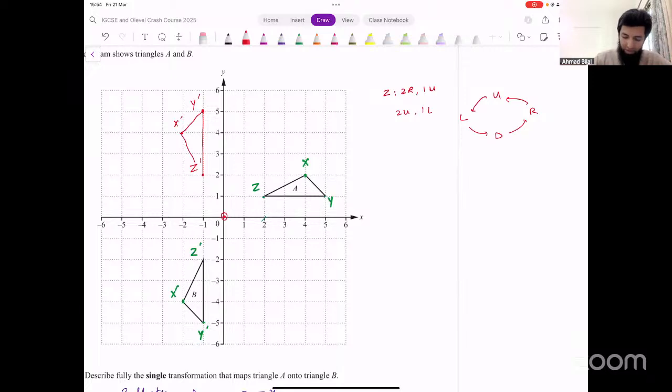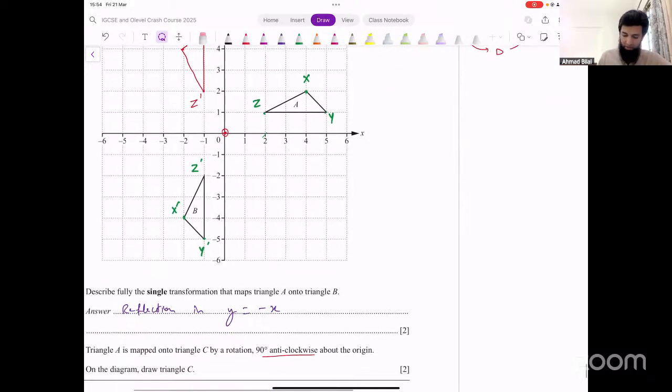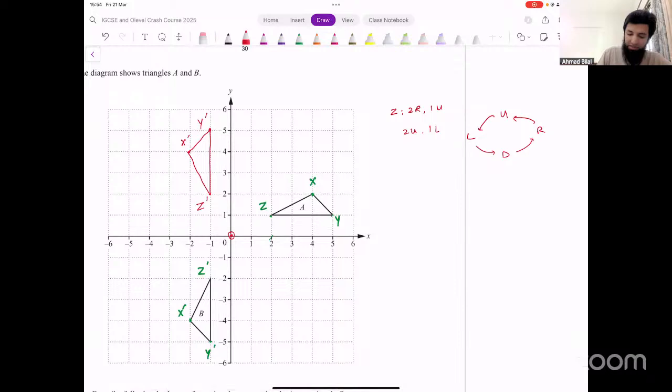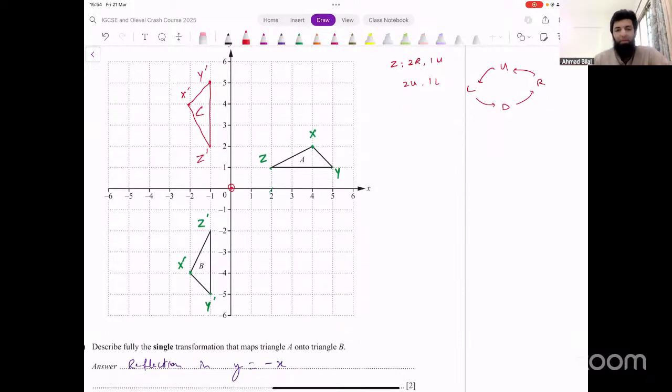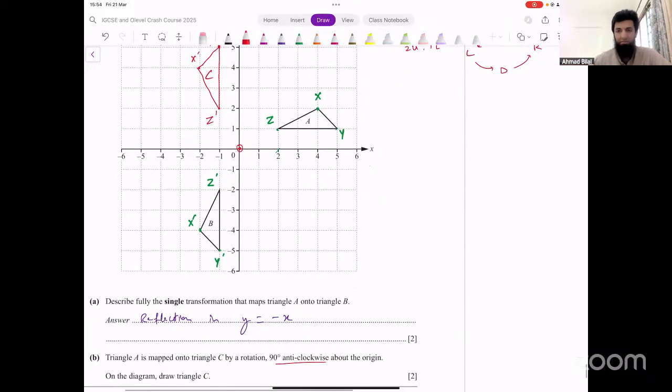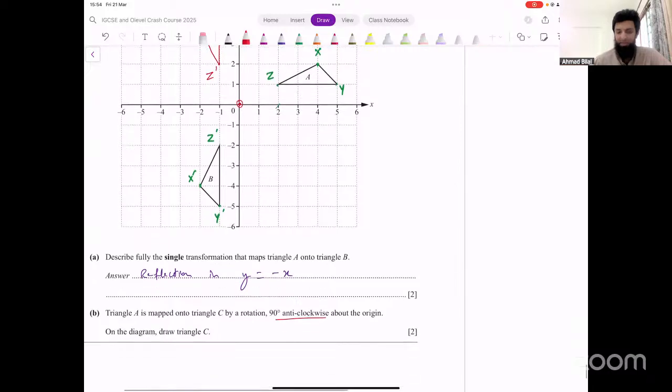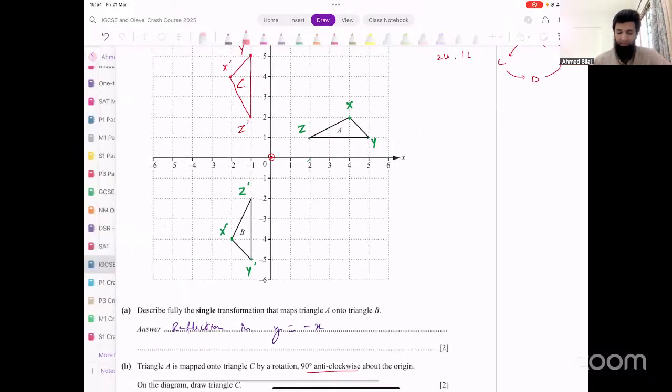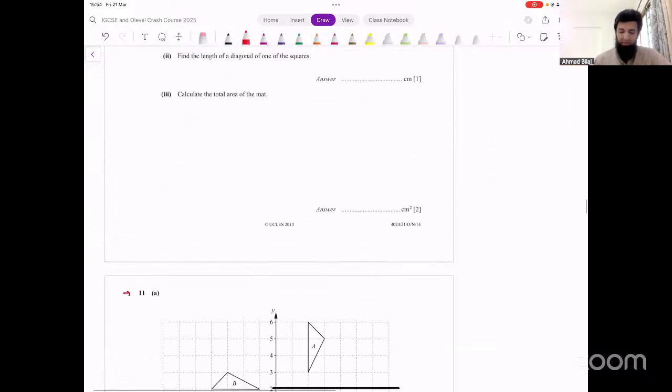This is the rotated figure. Okay, you can label this now. This is triangle C. That is what we were looking for. All right, so it's rotated 90 degrees anti-clockwise about the origin. Make sense? Let's move on. Let's look at the next one.